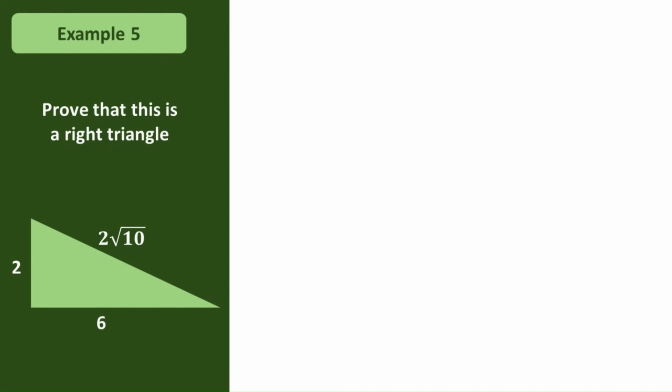Example 5. We're asked to prove that this is a right triangle. How can we do that? Using the converse. If c squared is equal to a squared plus b squared, then it's a right triangle. So a is 2, b is 6, and c is 2 root 10.